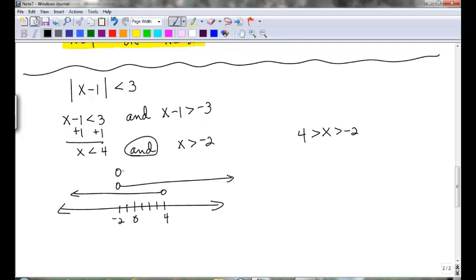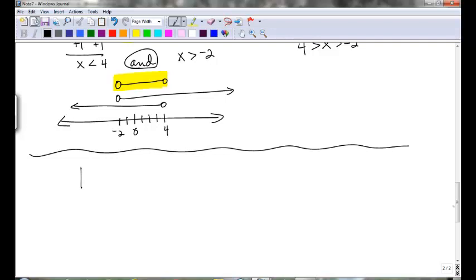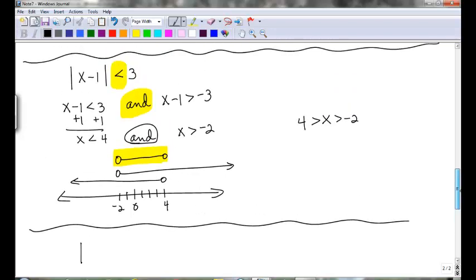And the final answer graph would look like this. Okay, so anything in here would make that a true statement. Test like 0. 0 minus 1 would be negative 1. Absolute value of negative 1 is less than 3. Yeah, that works. Okay? So a less than, this determines and or. If it's less than or equal to, it's an and statement. An equal sign is an or statement. Greater than is also an or statement. The only one that's an and is less than or equal to.